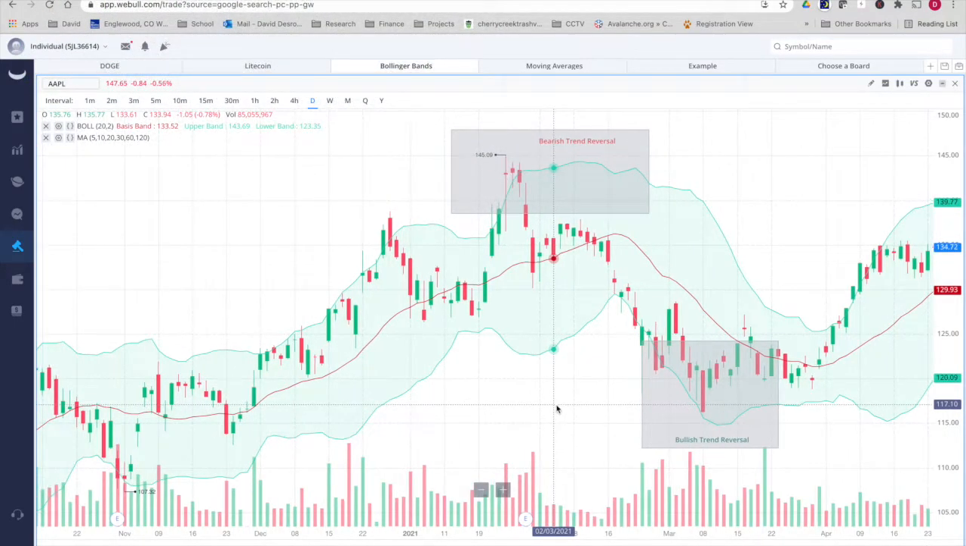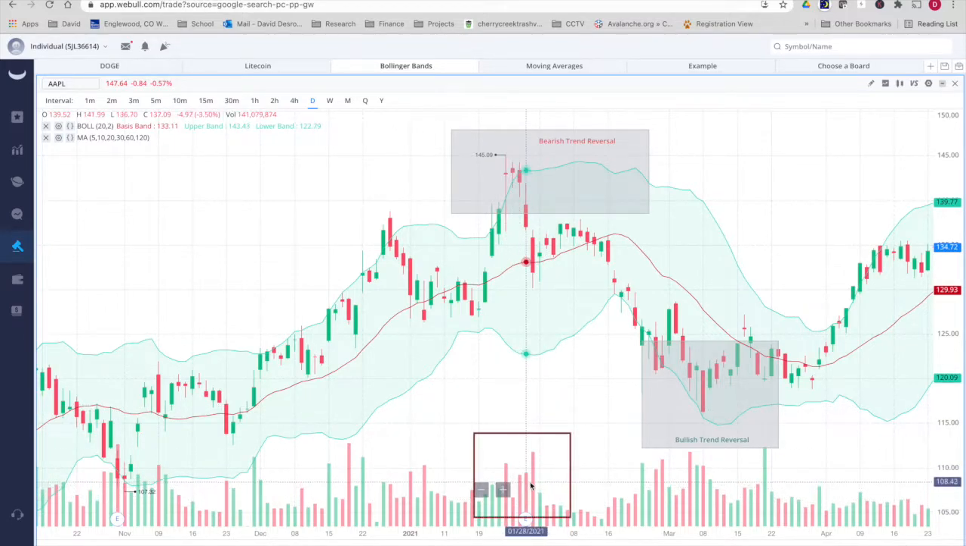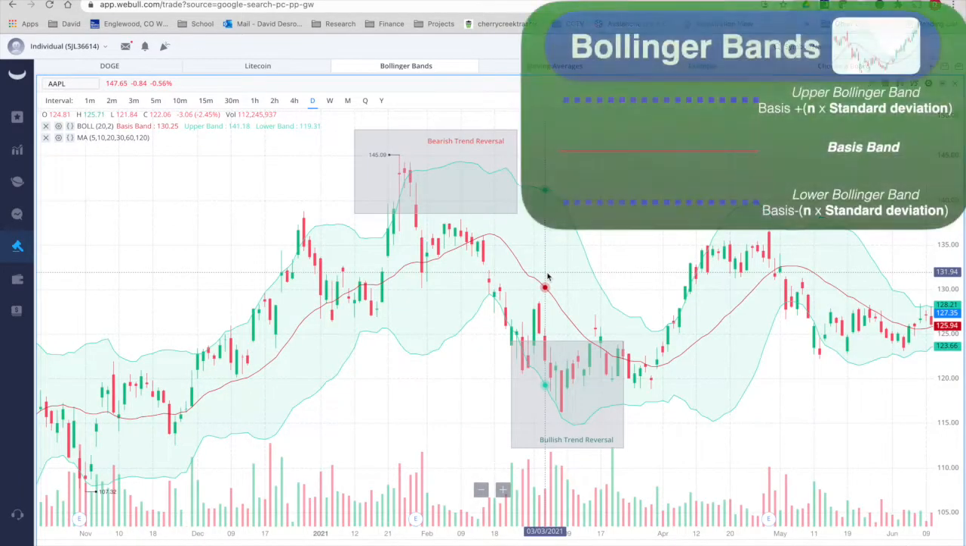However, we can see some cases where, for example, right here, increasing volume with a closing price that is lower than the opening price is reflected in the downward bearish trend of the stock price. Let's now jump into Bollinger Bands.